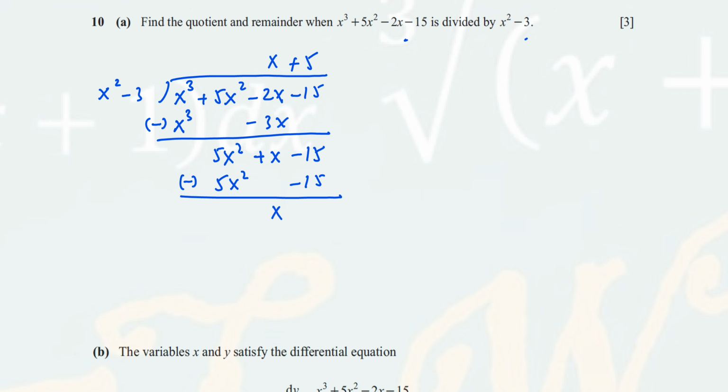So here we have to stop the polynomial division because the power of x at this moment is 1 and it is less than the divisor. Therefore, that is our remainder. So I will just write quotient equals x plus 5 and remainder equals x. Okay, so done for 10a.